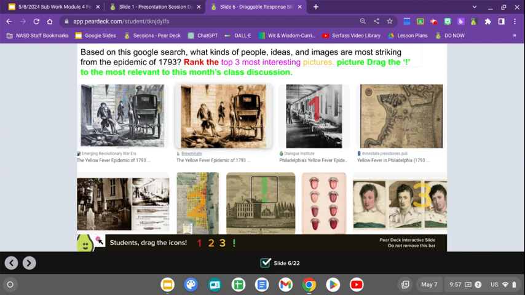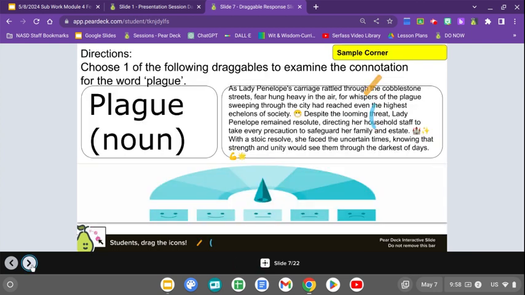Take a moment, please, and finish slide 6. It should not look precisely like mine. It should involve your own thinking and deliberation. Please do so now. Excellent work. Slide 7. Choose one of the following draggables to examine the connotation for the word plague.